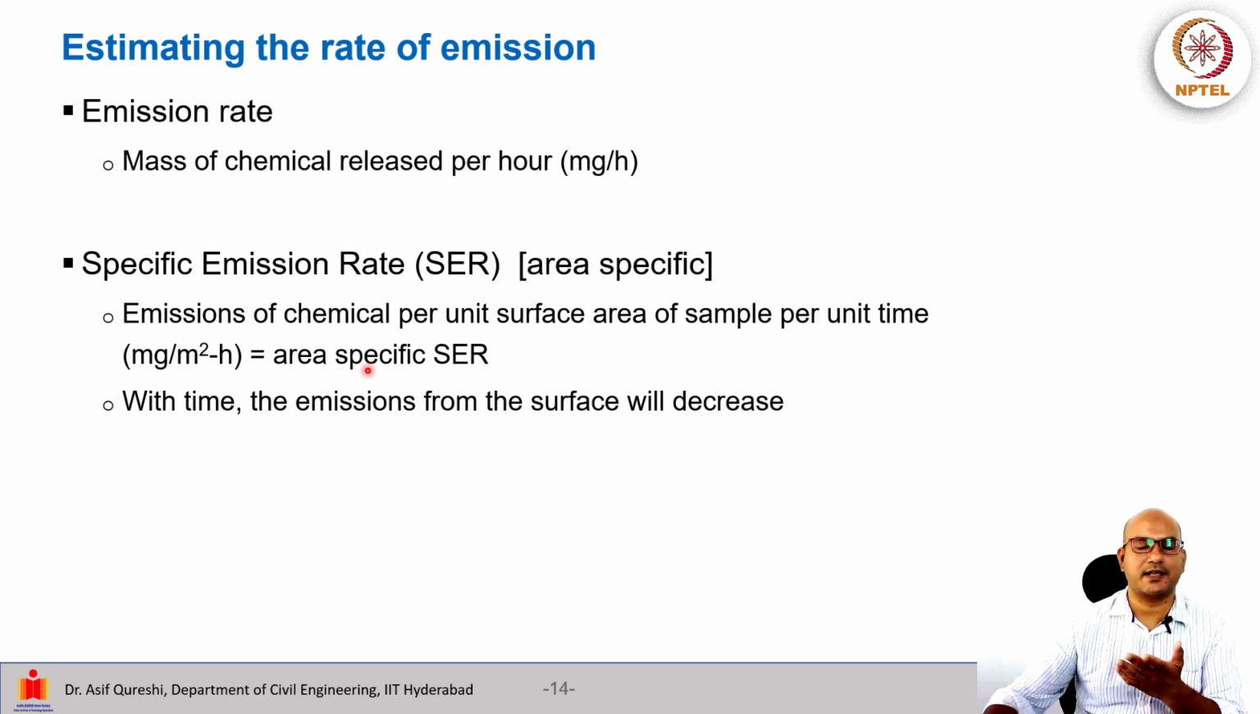So it standardizes the emissions from any surface to emissions per unit area of that particular surface and per unit time. Generally, if we put a surface, maybe a new surface, in a chamber, then its emission is happening. Over time, the emissions will decrease as more and more chemical vaporizes. There will be less and less possibility of more chemical being vaporized, or volatilized. So the emissions generally will decrease from the surface.